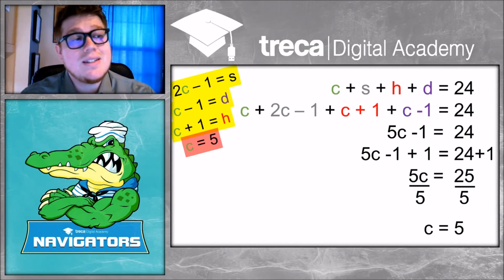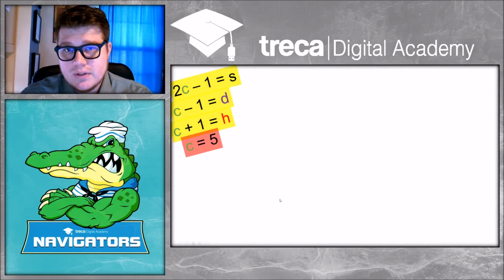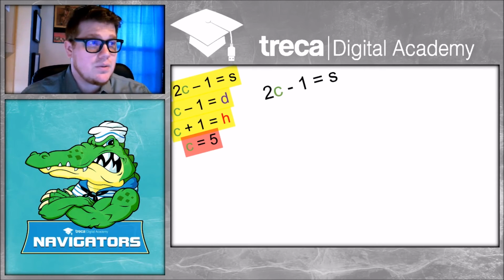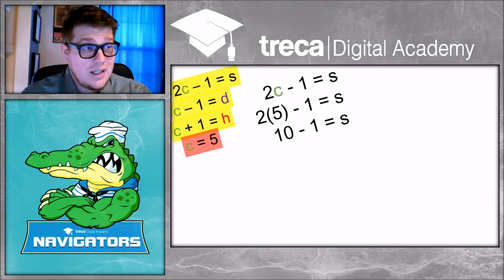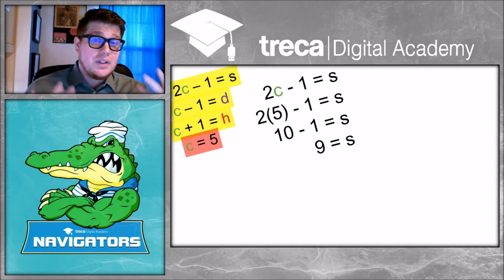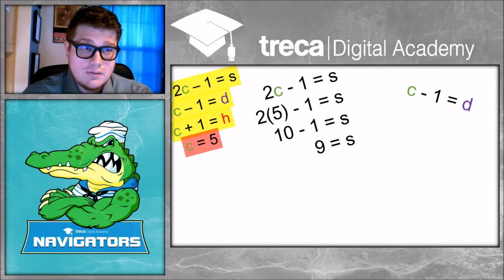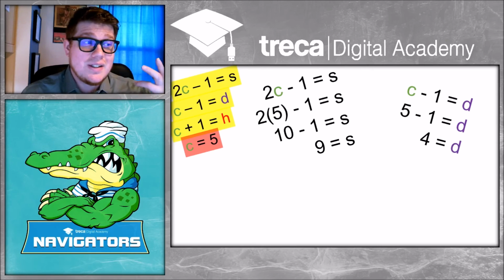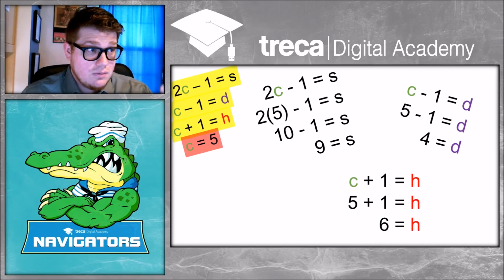And we can plug this into all of these previous equations to tell us what everything else equals. 2C minus 1 equals a spade. 2 times 5 minus 1 equals a spade. 10 minus 1 equals a spade. So a spade is equal to 9. Clubs minus 1 equals a diamond. 5 minus 1 equals a diamond. So a diamond must be equal to 4. And last, clubs plus 1 equals a heart. 5 plus 1, 6.